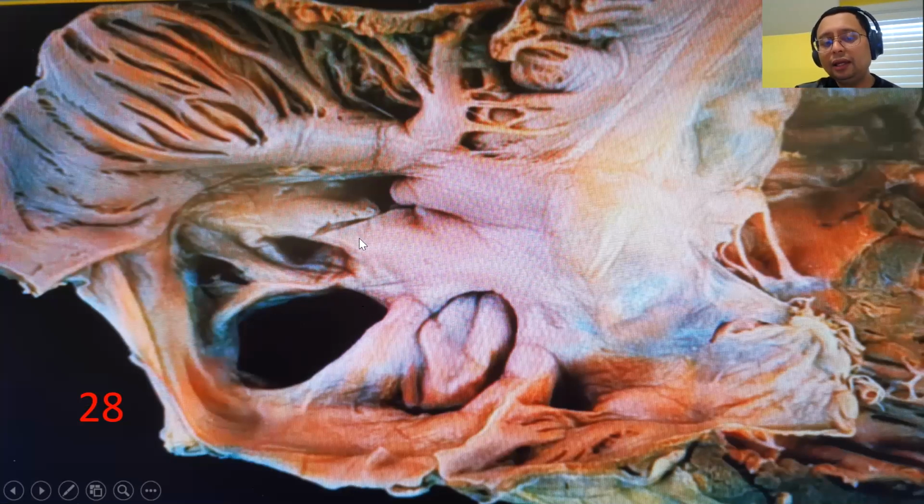So during repair, the surgeon will cover both of these. They will reroute the flow from the pulmonary veins back into the left atrium.